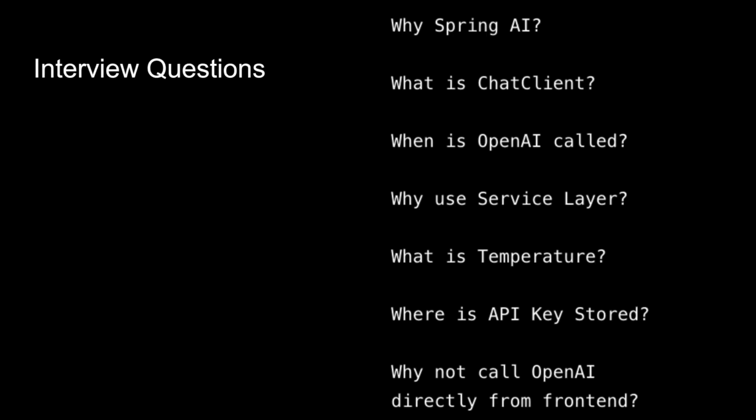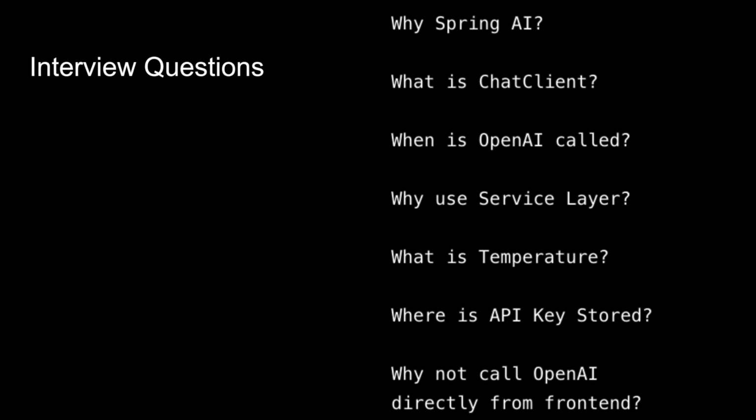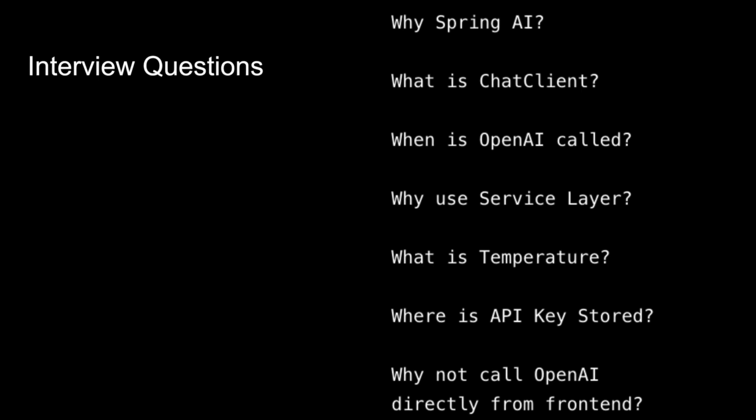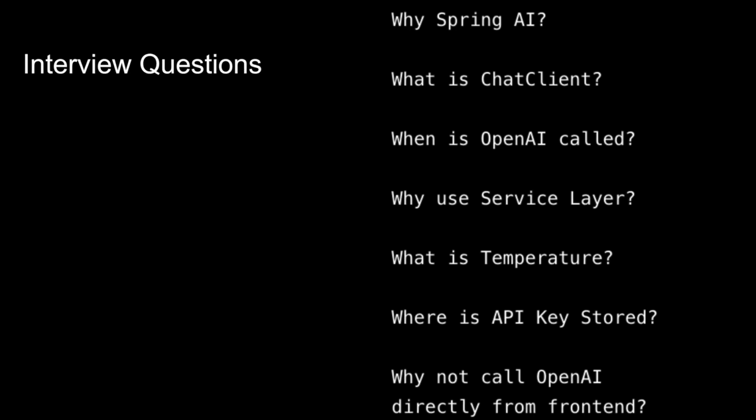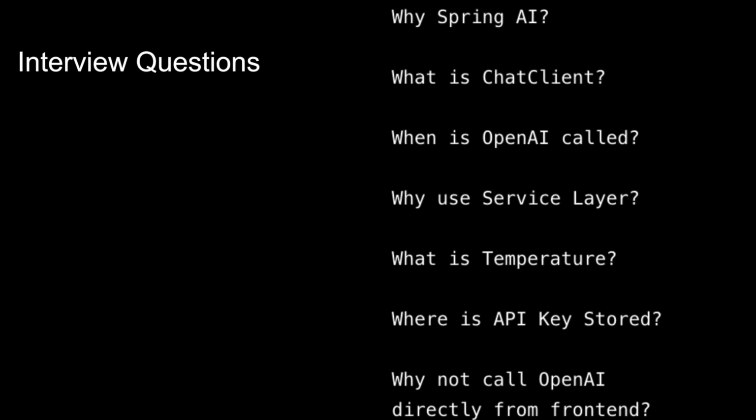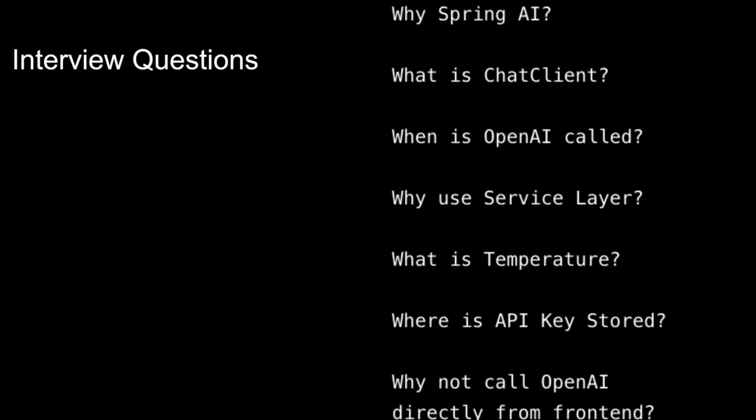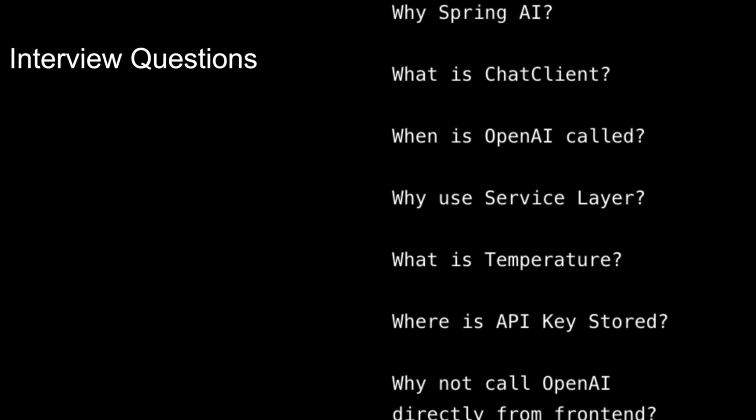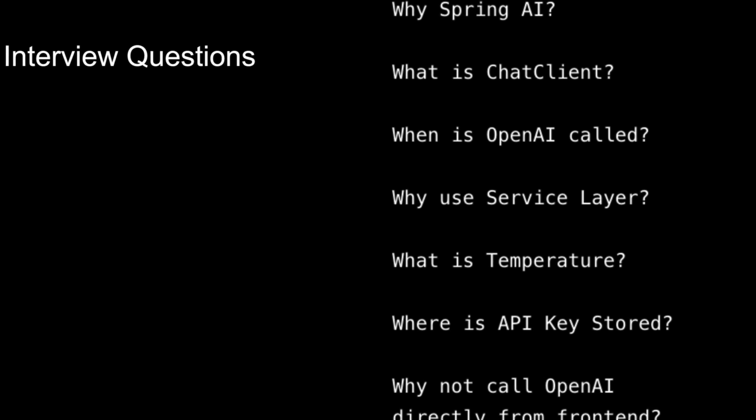If you are preparing for interviews, these are questions you should confidently answer. For example, why shouldn't the front end call OpenAI directly? Because your API key would be exposed to everyone. Why do we use the service layer? To keep business logic separate from request handling. When exactly does the network request happen? During the call method. What does content method return? Only the generated text from the AI response. If you understand these answers, you have built a solid foundation for Spring AI development.